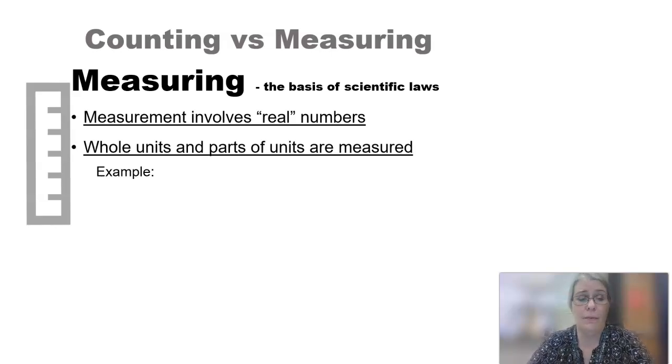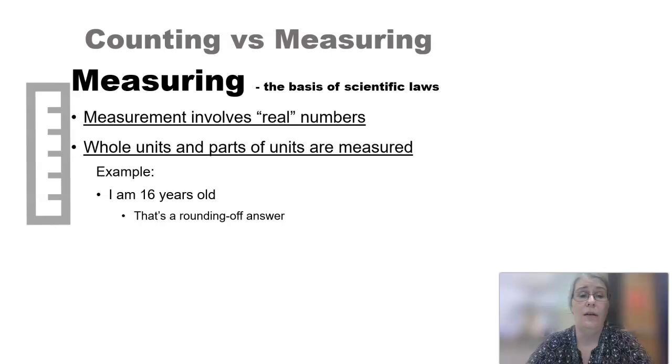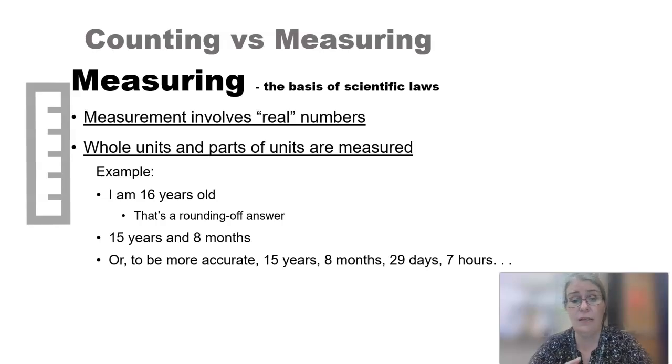So let's start with a broad example. Let's say I ask a student how old they are, and they say that they're 16 years old. Well, unless it is that student's exact birthday that day, then that is a rounded off answer. That's not exactly how old they are. So if you say, well, is that really exactly how old you are? You might say, well, I'm 15 years and 8 months old. But if you actually got more information, like say you pulled out your birth certificate, you could get an even more exact answer. You could say 15 years, 8 months, 29 days, and 7 hours.